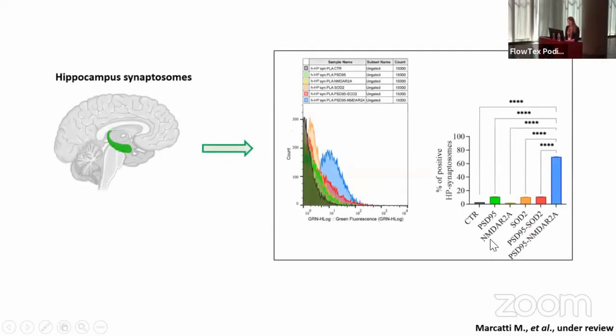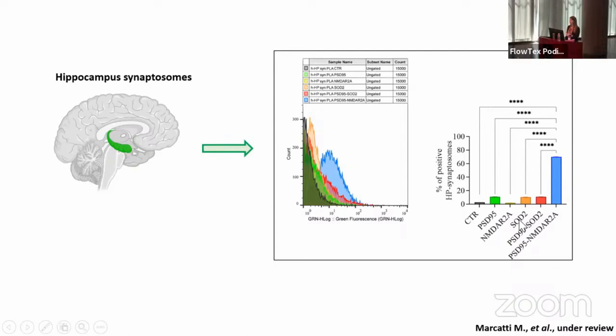We performed the same analysis on synaptosomes isolated from hippocampus, and we got more or less the same result, even though the fluorescence was a little bit lower, but much higher than the controls. The controls were important for us to define that about 10% positivity, that everything below 10% of positivity is not safe to be considered a positive interaction, because in our case, we proved the principle using known interacting proteins.